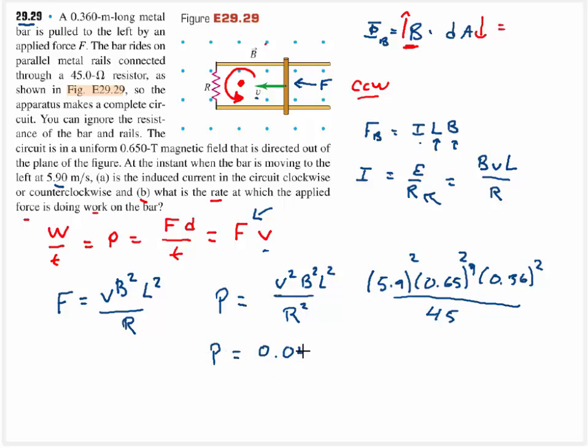quite small, 0.044, units are going to be watts. And essentially what that's saying is that this generator is not the most efficient generator in the world.